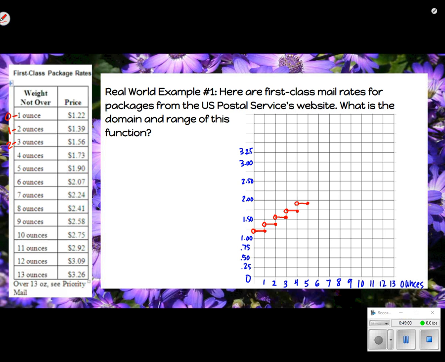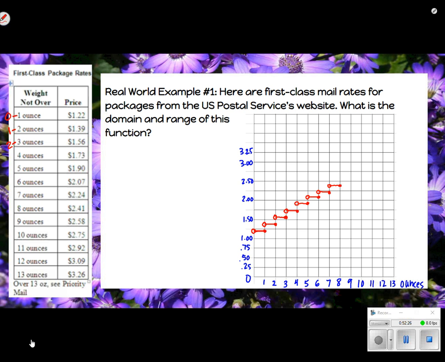That's about $1.90. And then between 5 and 6, I'm at $2.07. So like that, maybe. Again, remember, we're estimating. Between 6 and 7, I'm at $2.24. Open circle here, closed circle there. 7 to 8, we're at $2.41. I don't know, right about there, maybe.